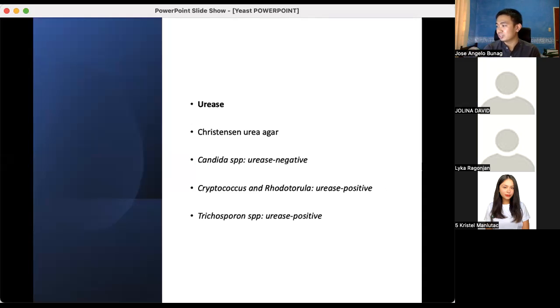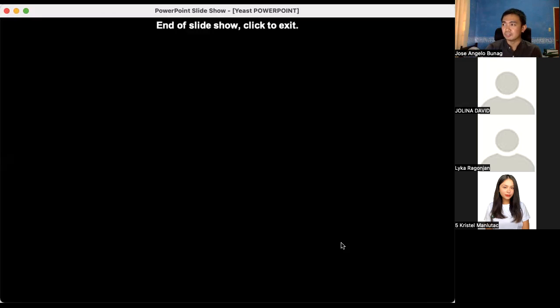And these are the summary of media na pwede po natin gamitin to determine urease production. We have mentioned earlier yung ating Christensen's urea agar. So the Candida species are urease negative. Your Cryptococcus and your Rhodotorula are urease positive. Your Trichosporon species are urease positive.